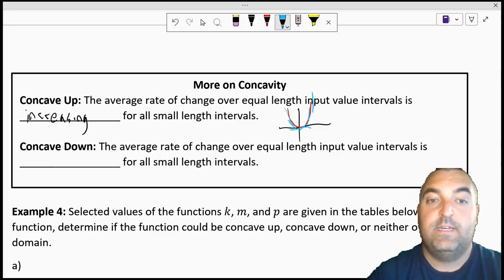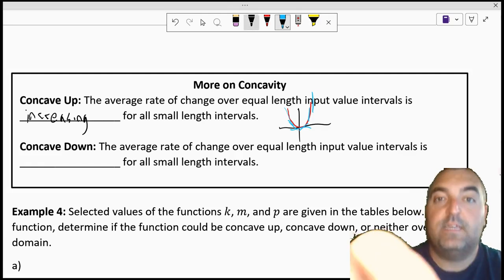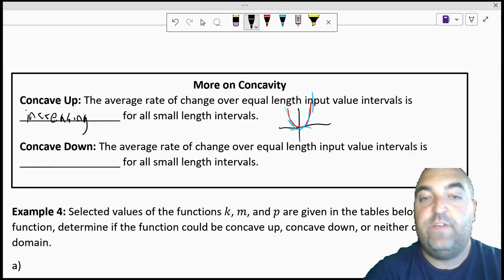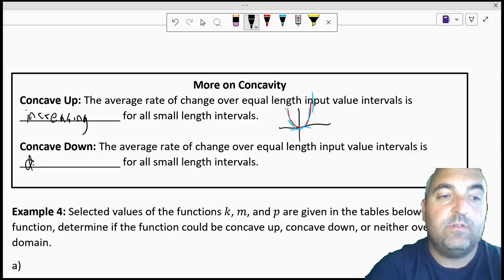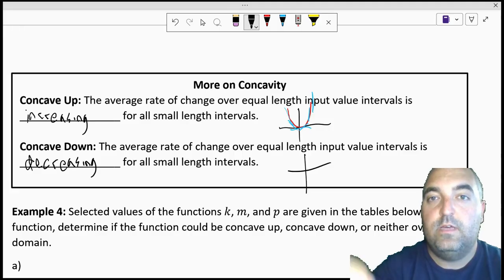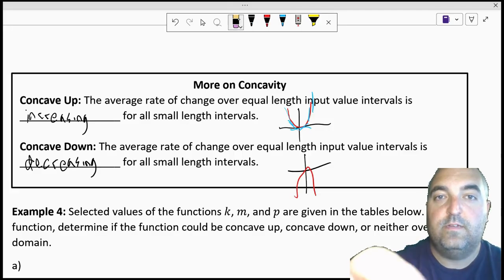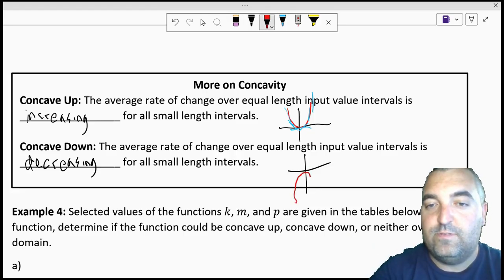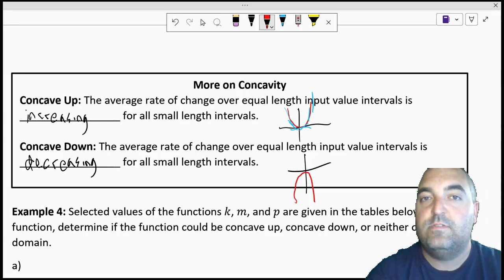And guess what? Concave down is the exact opposite. So the average rate of change over equal length input value intervals is decreasing for all small length intervals. So again, just a quick example, let's say it's just a nice quadratic that goes down.